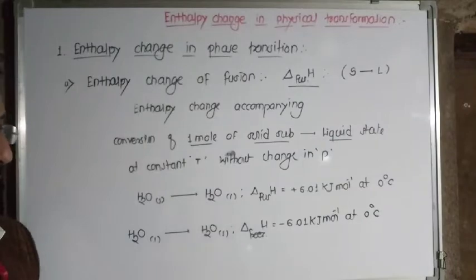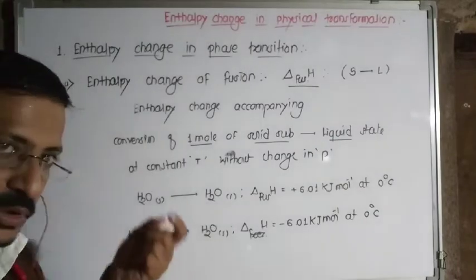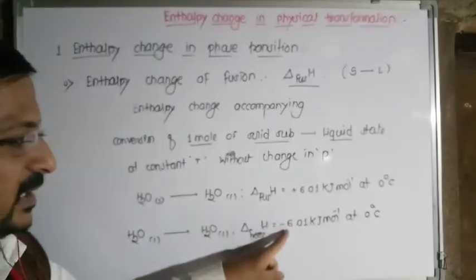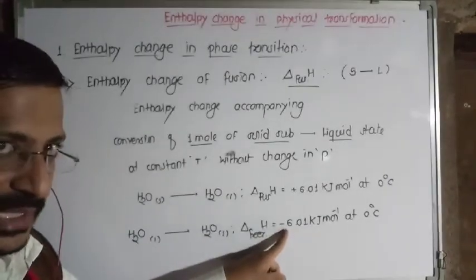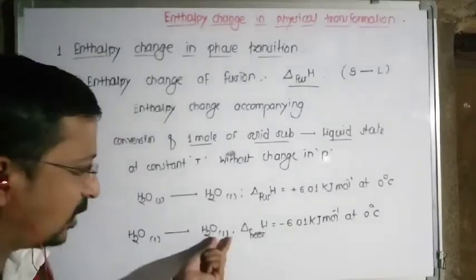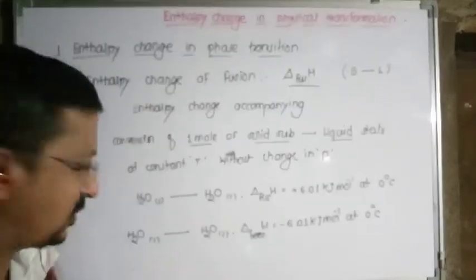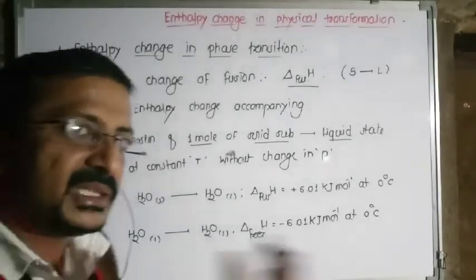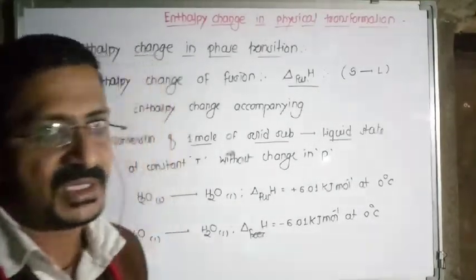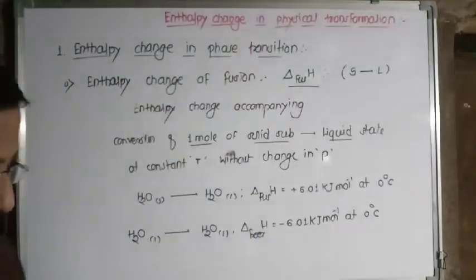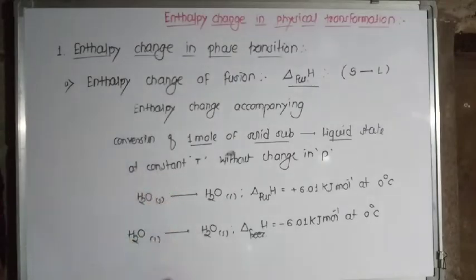Minus 6.01 kilojoule means that during the conversion of H2O liquid to H2O solid, the enthalpy change is negative, in the sense that bond formation takes place. Intermolecular force of attraction becomes stronger, weak to strong, so heat energy is released, because bond formation processes are always exothermic and bond breaking processes are always endothermic. So this is the enthalpy of freezing.